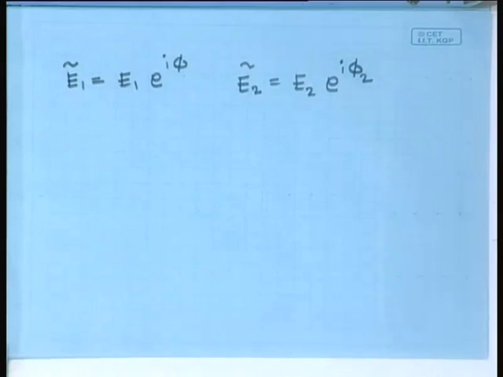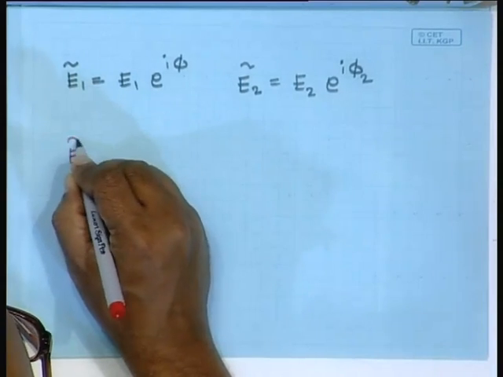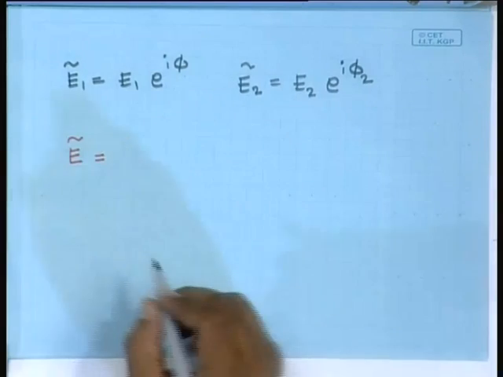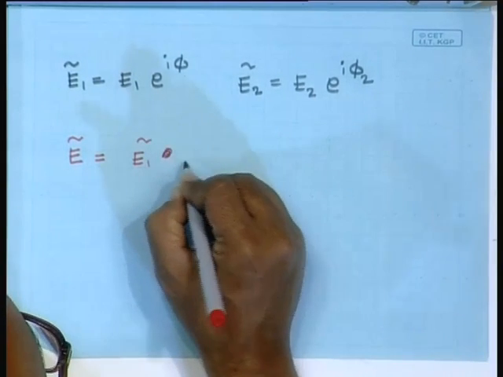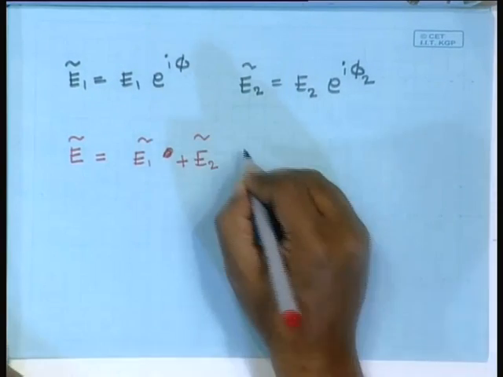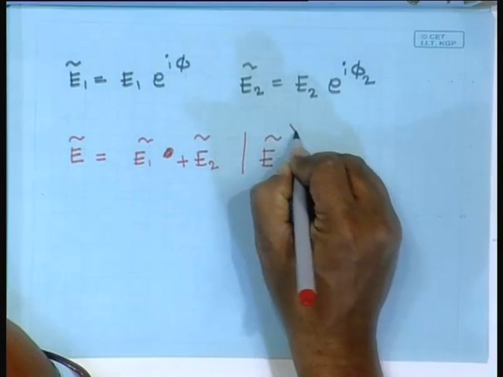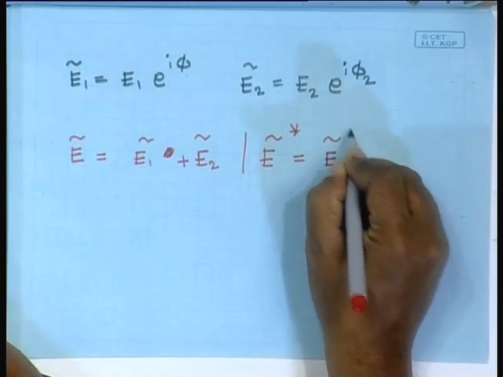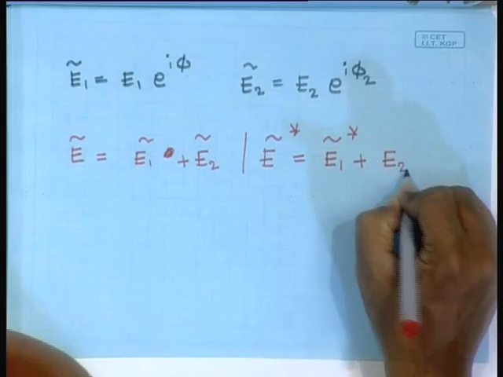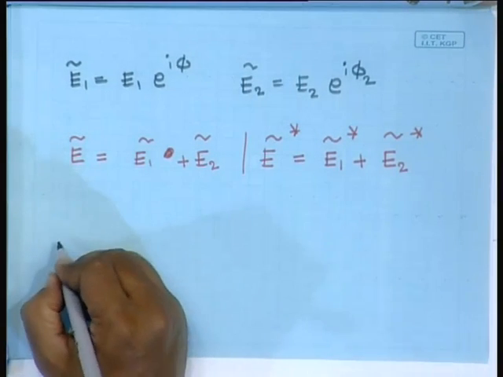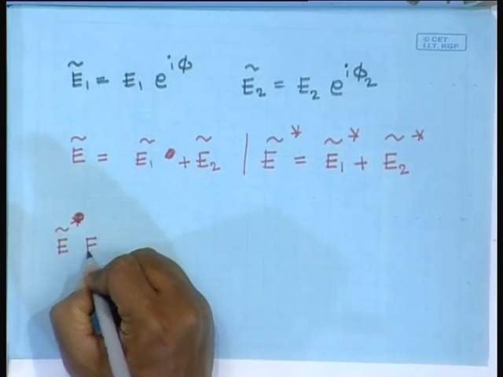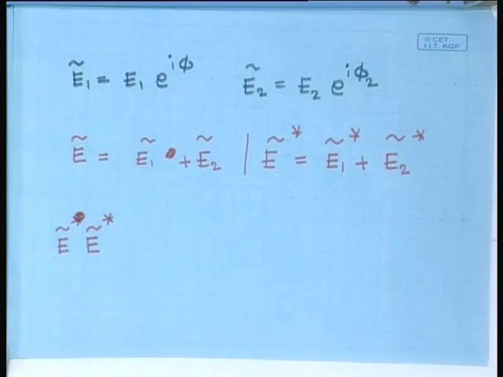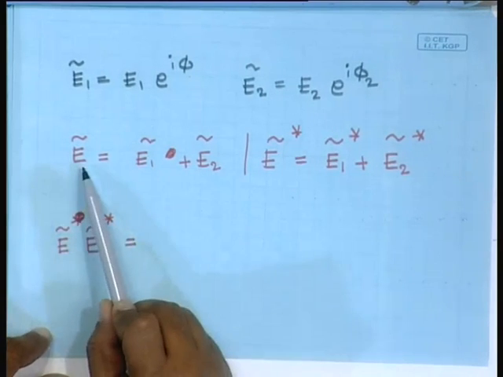Now, first we calculate the resultant of these two waves, which is the resultant of these two complex amplitudes. We can write it straight away as E1 tilde plus E2 tilde. Let me also calculate the complex conjugate of this. Now, let us calculate the square of the length of the resultant. This is going to be a sum of different parts. The first part, I am going to multiply this with this.